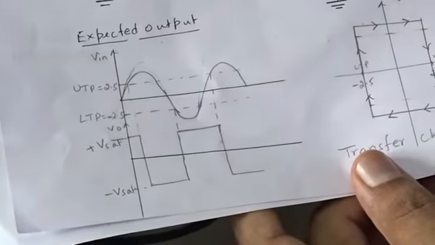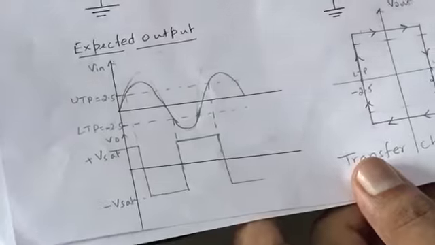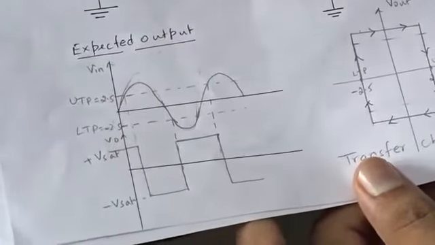So there will be a change from plus V saturation to minus V saturation. It will swing from plus Vsat to minus Vsat.